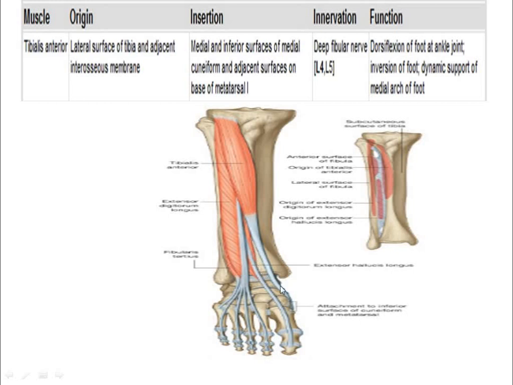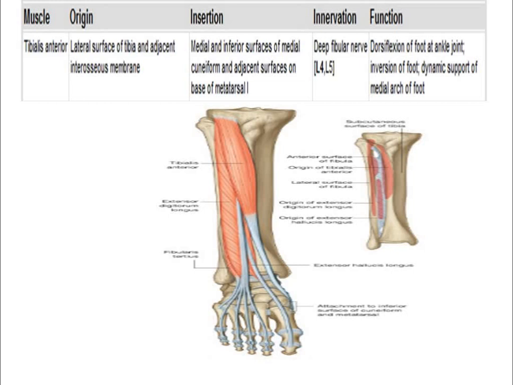Because of its attachment out here, it's crossing the ankle joint from the front, so it helps in dorsiflexion of the foot at the ankle joint. That is, when you try to take the dorsum of the foot towards the leg. It also helps in inversion of the foot, when you raise the medial border of the foot and it faces medially.